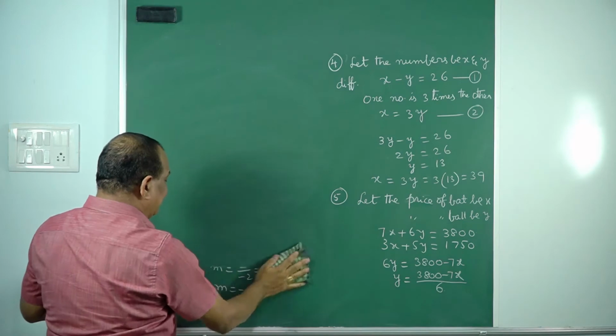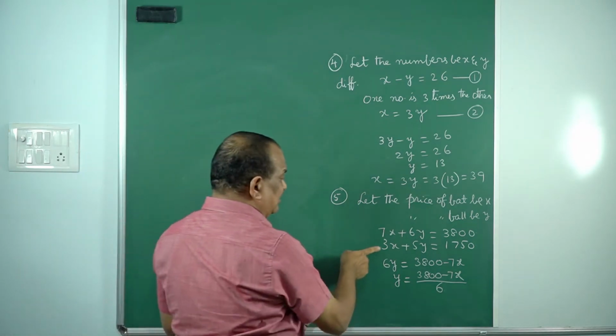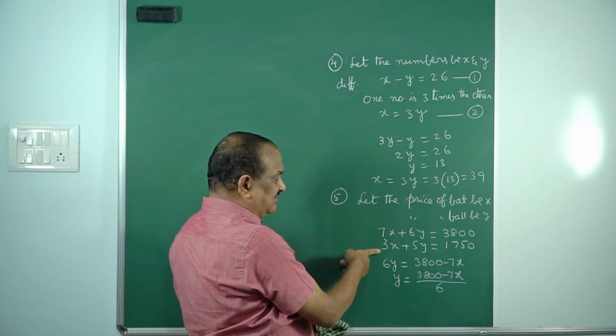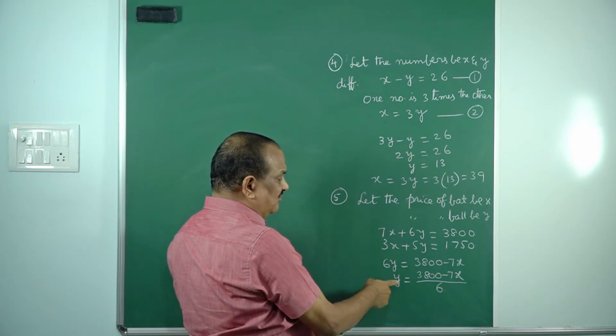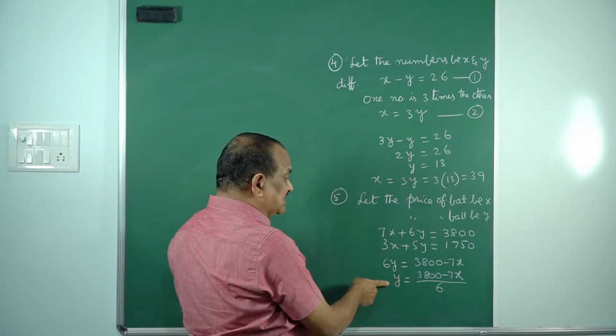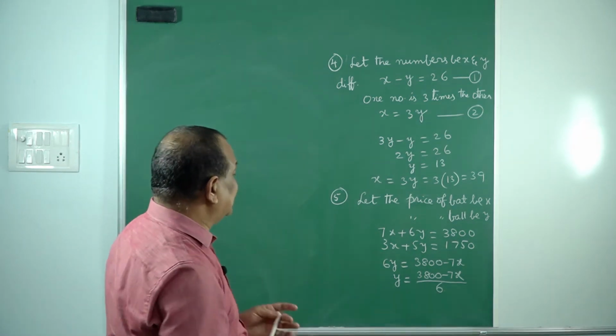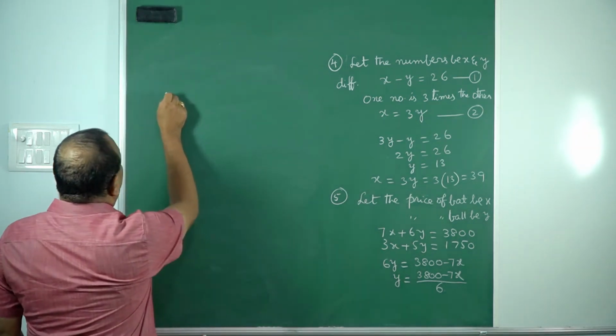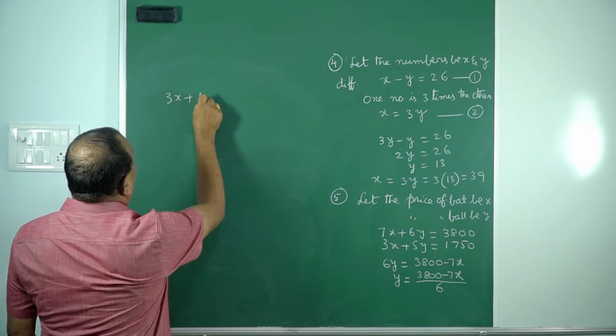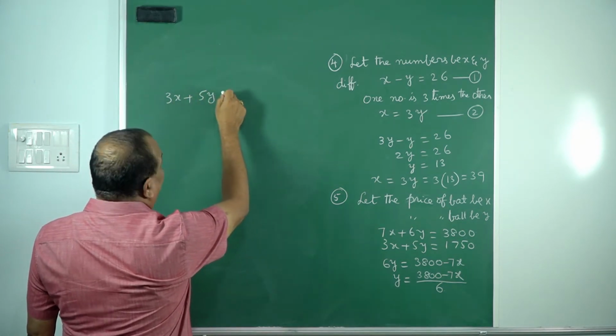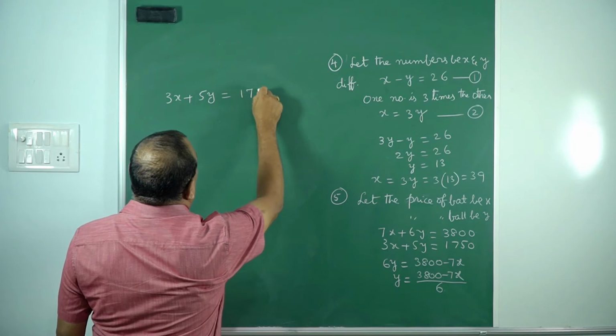Where is the second equation? Second equation is here. This is the first equation, this is the second equation. From the first equation I got the value of y, and this must be put in the second equation. So let us start. 3x plus 5y is equal to 1750.